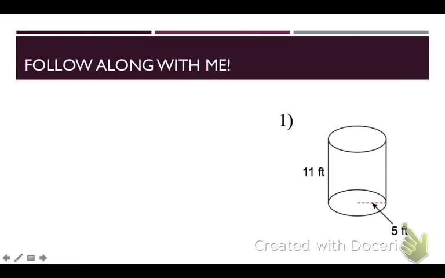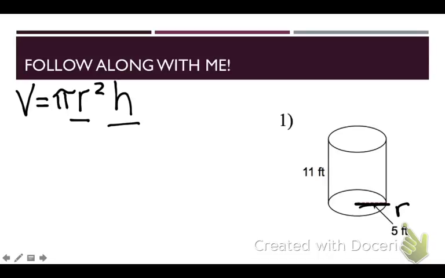as we did with area, we're going to write down the volume formula. So V equals pi r squared h. So I need a radius and I need a height. So the radius is still going to be half of the circle. So here we have half of our circle. All right, 5 feet. So 5 feet is the radius. And then our height is how tall our cylinder is, which is 11 feet.